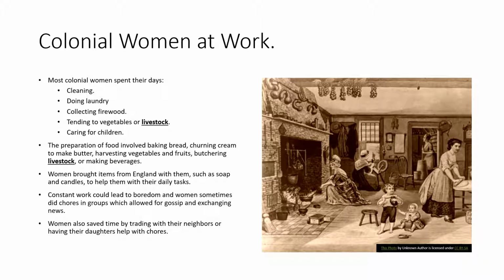Colonial women at work. Most colonial women spent their days doing the following: cleaning, doing laundry, collecting firewood, tending to vegetables or livestock, and caring for children. The preparation of food could involve baking bread, churning cream to make butter, harvesting vegetables and fruits, butchering livestock, or making beverages. Women frequently brought items from England with them, such as soap and candles, to help them with their daily tasks.